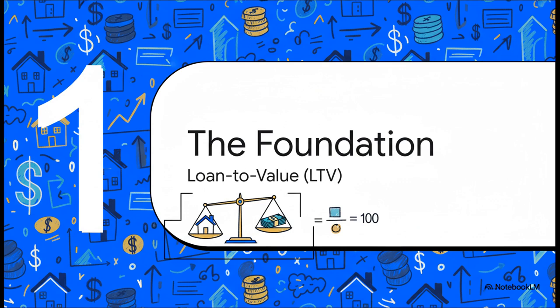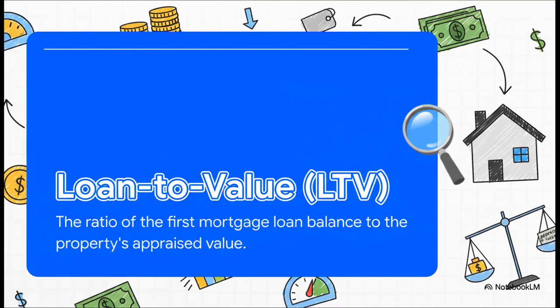Okay, let's start with the bedrock of all these calculations, the loan-to-value ratio, or LTV. Pretty much everything else we're going to talk about builds right on top of this one. So, what is it? Put simply, LTV just measures your first mortgage against the official appraised value of your home. It's a really straightforward comparison. What you owe on that primary loan versus what the house is actually worth.